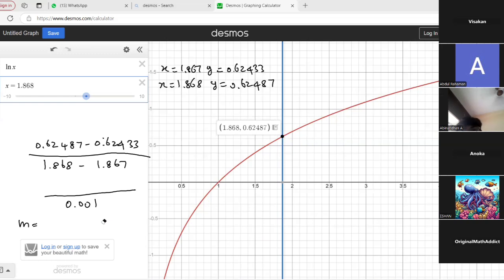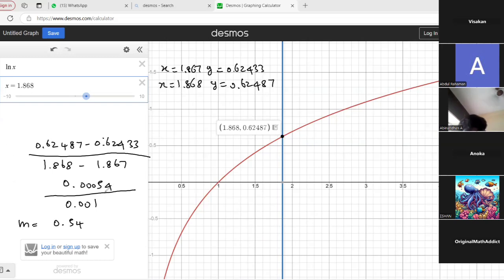So let's see what happens. 0.62487 minus 0.62433, a 0.00054 difference. Yeah, correct. What you said is right. So that's me getting 0.00054. So this 0.00054 when divided by 0.001, we are getting around 0.54.